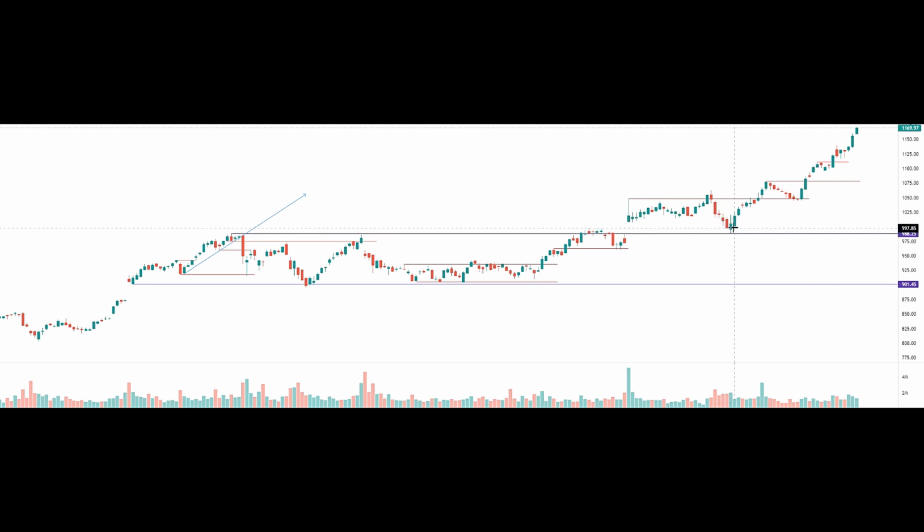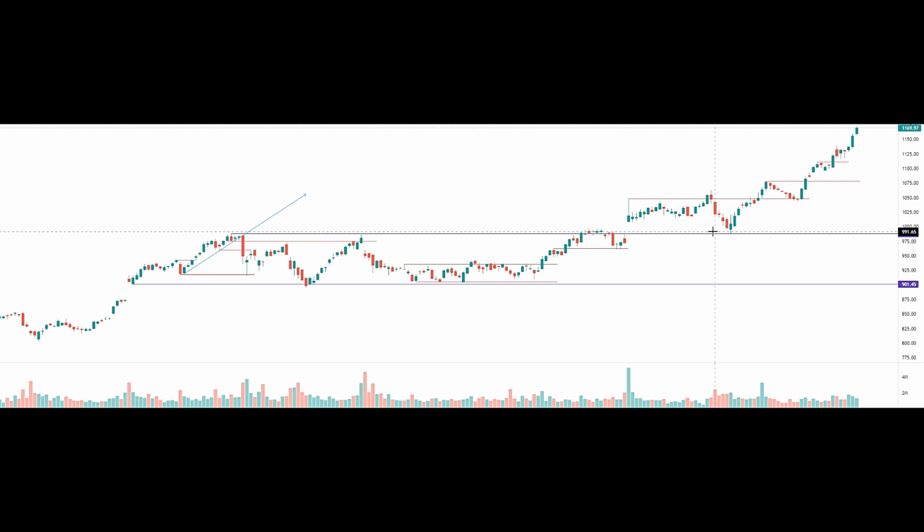Till this point. And what is this point? This is a point of previous resistance which is now a support. This is a phenomenon where previous resistance turns into support. So this is a major level of support now. It was a major level of resistance earlier, now it is a major level of support.